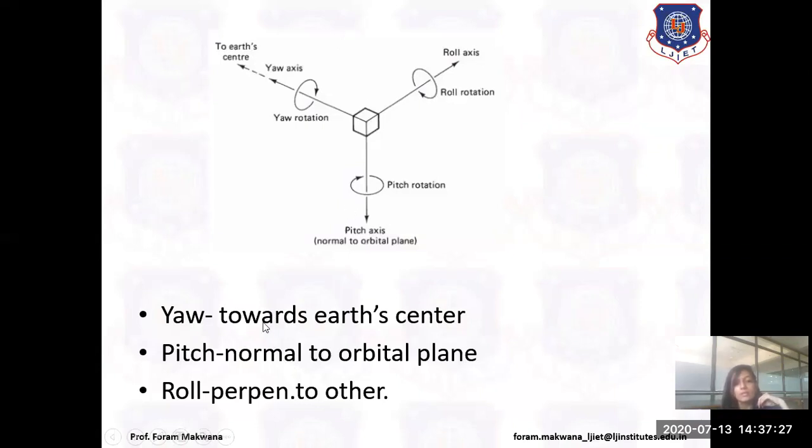Yaw means its orientation is towards the Earth center. Pitch means it is normal to the orbital plane. And the roll means it is perpendicular to another. Okay.